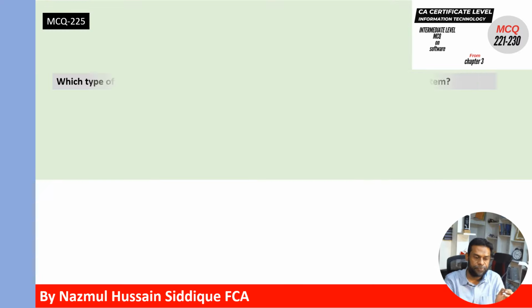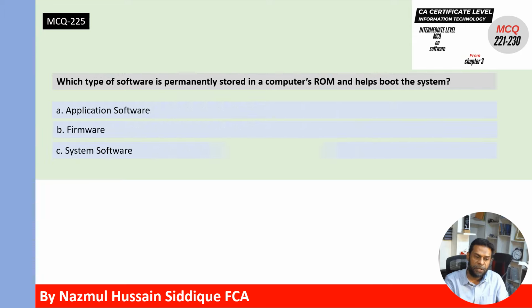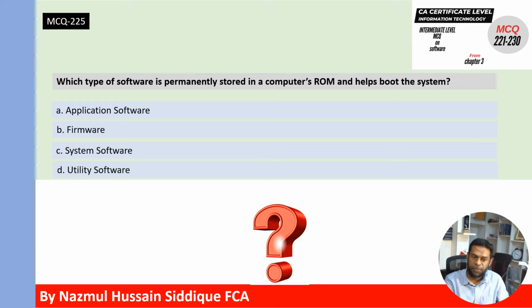Next question. Which type of software is permanently stored in a computer's ROM and helps boot the system? A. Application software. B. Firmware. C. System software. D. Utility software. Which type of software is permanently stored in a computer's ROM and helps boot the system? The correct option is B. Firmware. Firmware is permanently stored in a computer's ROM and helps boot the system.